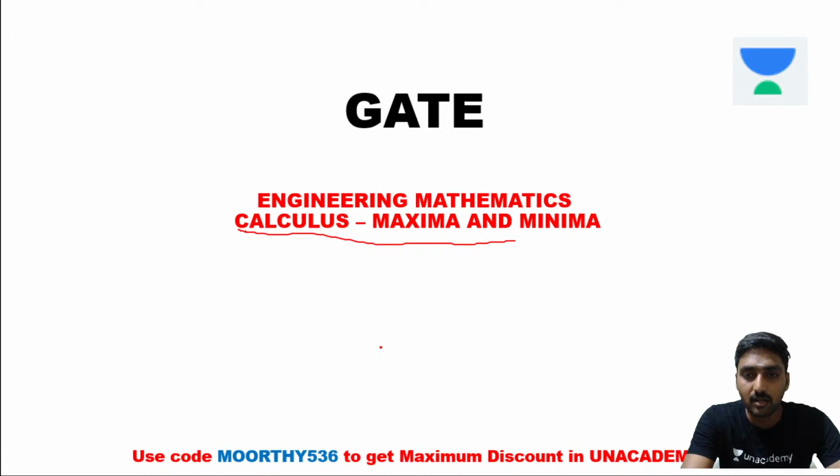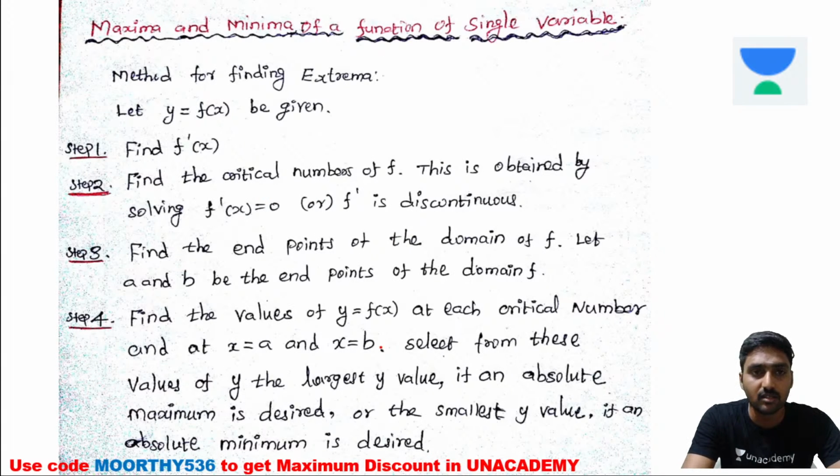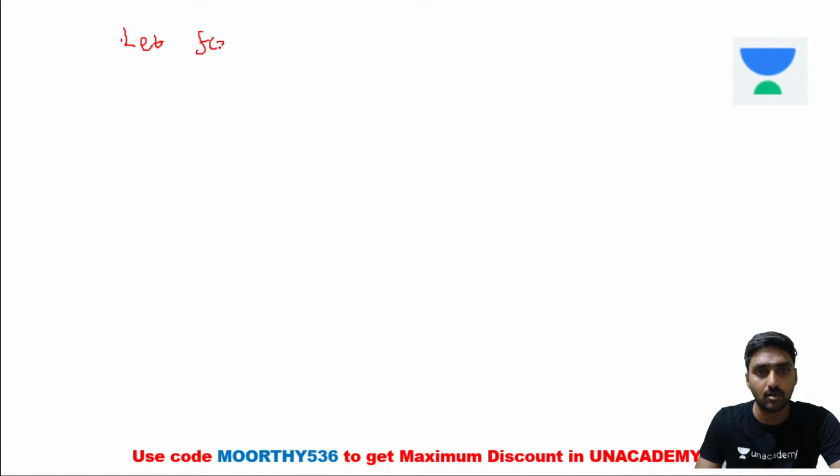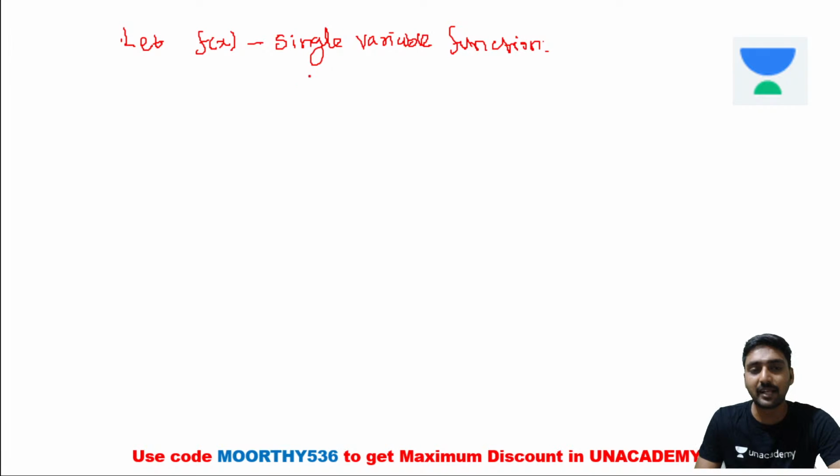So what are maxima and minima? These are the procedures to identify the maxima and minima for a single variable. Single variable means the function contains only one variable, x or y, and then the function is called a single variable function. Now I am going to give you the function. Let f of x be a single variable function.